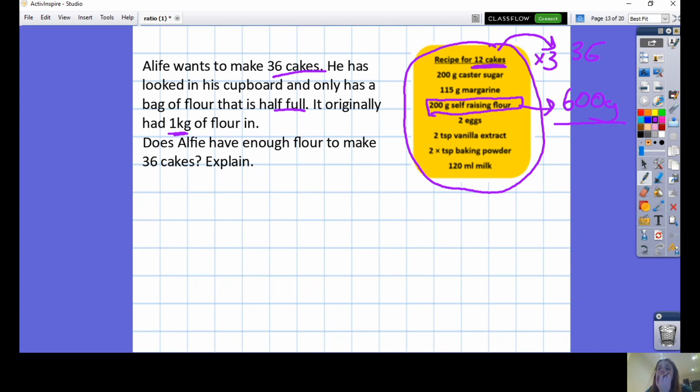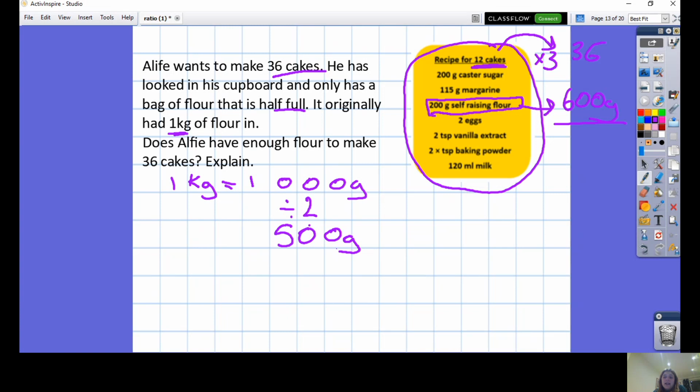He needs 600 grams of flour. Okay. He has a bag of flour. It originally had 1 kilogram in, but it's half full. Well, now I'm going to need to convert. 1 kilogram is how many grams? 1,000. Now I'm going to divide that by 2 to find half of it, to find that I've actually only got 500 grams of flour.